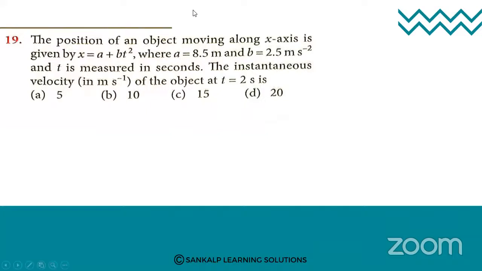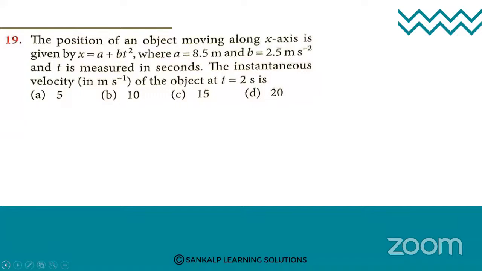Do this one. The position of an object moving along the x-axis is given by x is equal to a plus bt square, where a is equal to 8.5 meter, b is equal to 2.5 meter per second square, and t is measured in seconds. The instantaneous velocity of the object at t is equal to 2 seconds is. Yes, the instantaneous velocity they are asking.